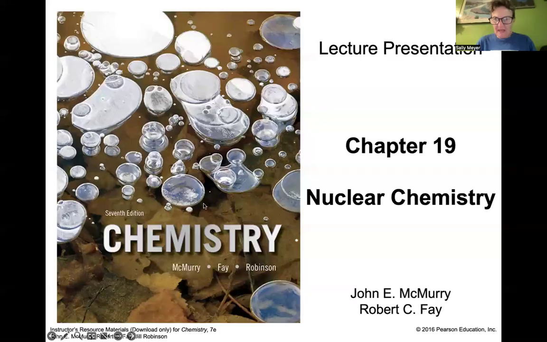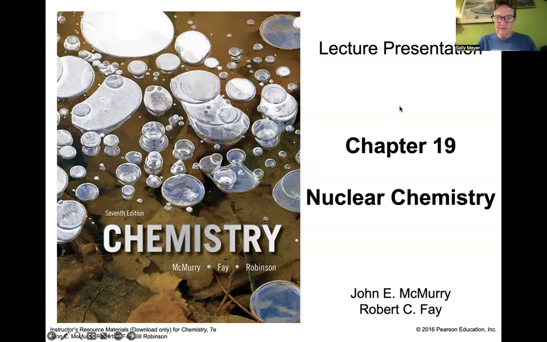We're going to talk about the chapter on nuclear chemistry, which is an important chapter to understand the difference between a nuclear reaction and a chemical reaction, and especially the difference in energy that's available in a nuclear reaction. So we'll talk about part of the chapter. We're not going to do the whole thing.